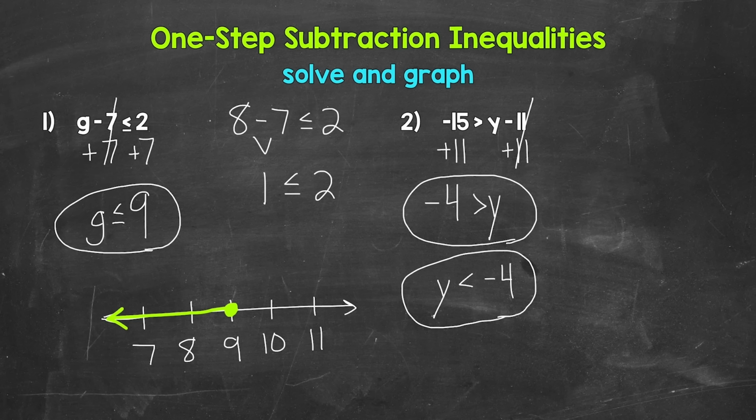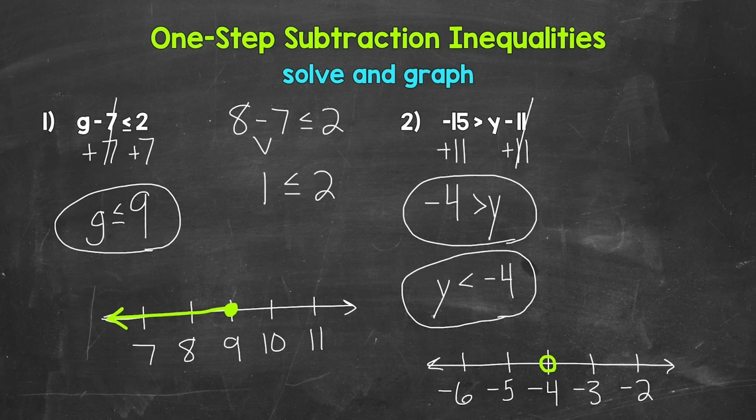Now we're ready to graph. So let's start with a number line. And we have negative 4. And then we can put a couple of numbers on both sides. So we have negative 6, negative 5, negative 4, negative 3, negative 2. So y is less than negative 4. We are not including negative 4. Negative 4 is not a solution here. So we need an open circle at negative 4.